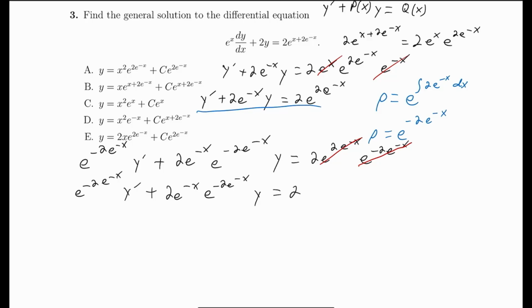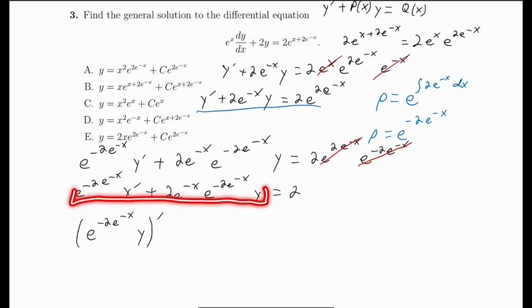Great. Now, on the left-hand side, you need to recognize the product rule. Just like with every linear differential equation, it's not quite as easy to see here because you cannot easily take the derivative of this in terms of x. However, what we really have here is e^(-2e^(-x)) times y, the derivative of all of that, right? This is just product rule. This term is the derivative of that, and then this term is the derivative of the first half times the second. And then on the right-hand side is still just a 2.